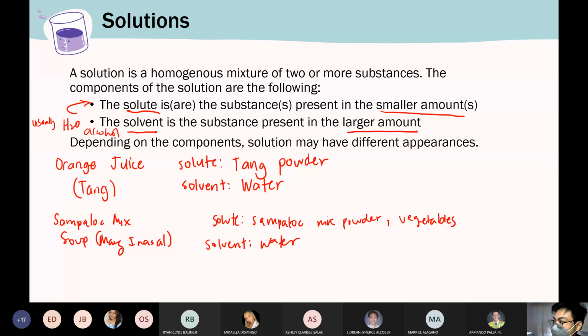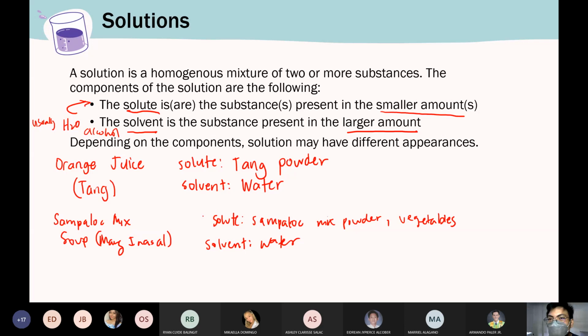Sir, what if they have the same amount? Another question. When they have the same amount and one of them is water, then you consider water as the solvent. And what if there's no water? In that case, they're interchangeable. So, they are interchangeable.